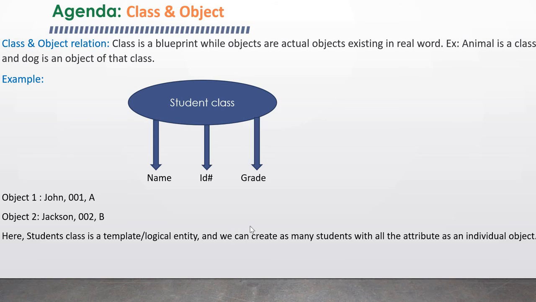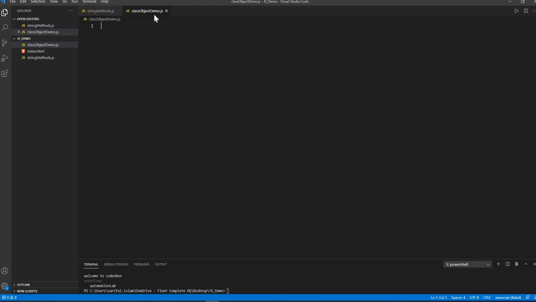So let's go back to our VS Code where we can do a real example. Here is our VS Code. We have one JS spec file, which is class object demo.js. First, we're going to see how to create a class. Very simple: we use a keyword called class, and then you give a class name, say Students. That's your class name, and then you have curly braces. This is the body of your class.